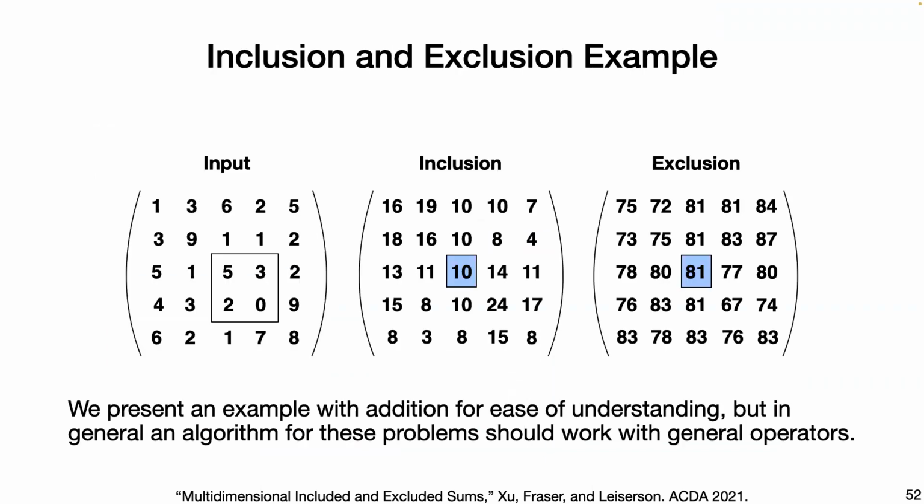This is an example. So this is your input matrix here, and suppose this is your box. And for inclusion, 5 plus 3 plus 2 is 10. And for exclusion, it is 81. But the thing to notice is that you computed all of the values, not just one. And you want to be able to query them in constant time.